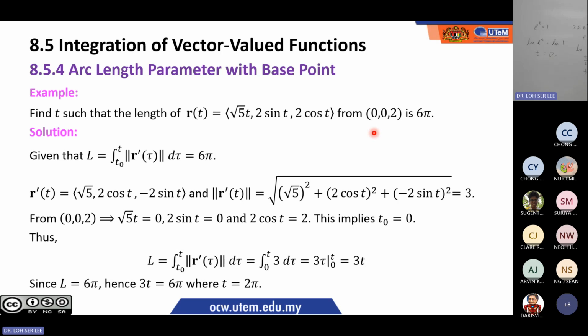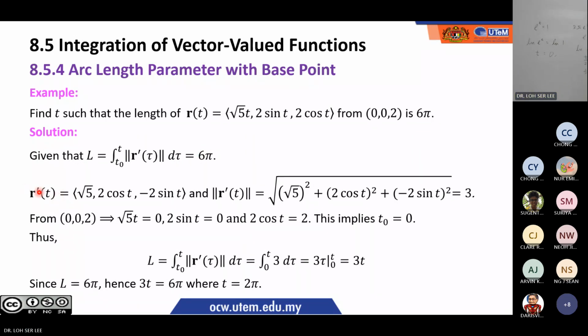So what is the ending point? This is question 1. What is the ending point, in such a way that starting from this point (0, 0, 2), the length is 6 pi? This is what it means. For this length, we use this formula because we have only the starting point, and the length is given as 6 pi.